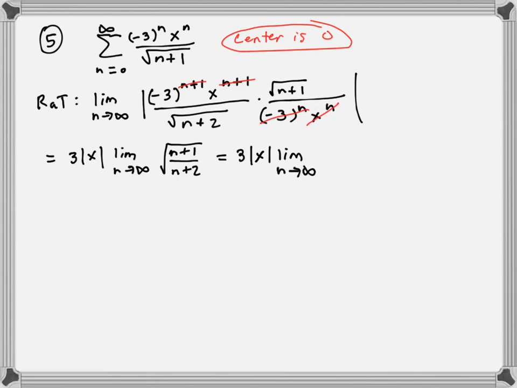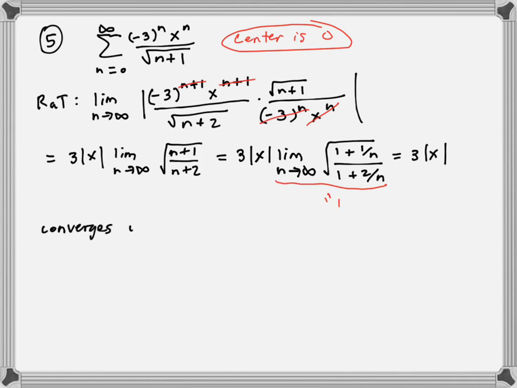Well, let's go ahead and divide the top and bottom by the square root of n. We end up with 1 plus 1 over n over 1 plus 2 over n. What does this whole limit give you? This part right here is equal to 1, so you actually end up with 3 times the absolute value of x. So this series converges when 3 absolute value of x is less than 1.